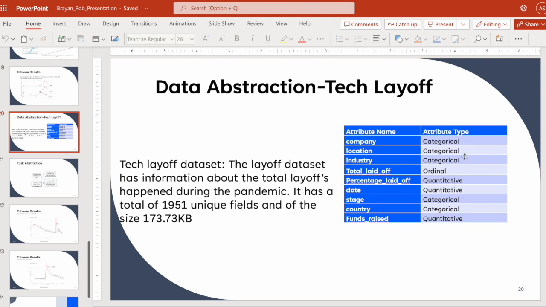Most of it was categorical data, and we also have the total laid off as an ordinal, and we also have the quantitative data. So if you see, there are 1951 unique fields in this dataset.